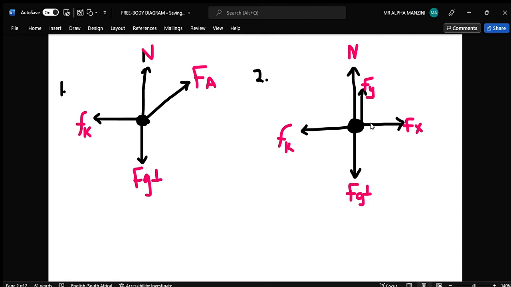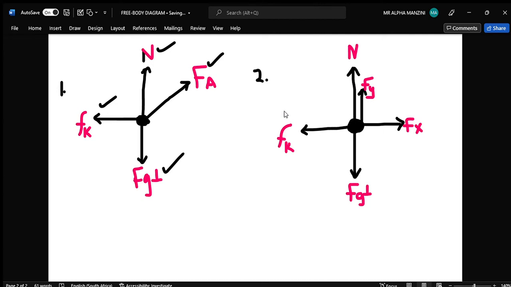So why am I saying these are 4 forces? 1, 2, 3, 4. So when we mark, I'm gonna give you 1 mark here, 1 mark here, 1 mark here, 1 mark here, on this free body diagram. So what about this one?